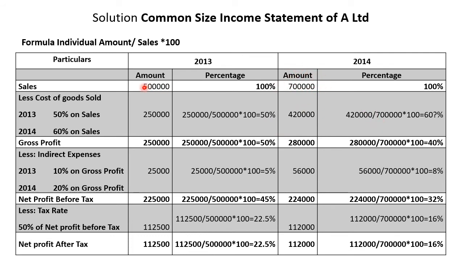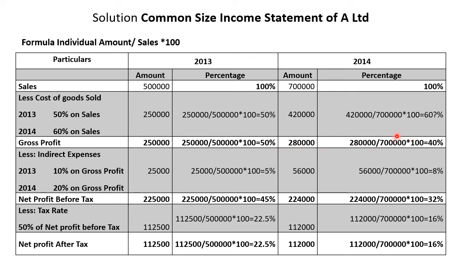I'll not be taking any information related to 2013 in this column. This column is confined only for 2013. This column is for 2014. I'll be using the information given in this column. Only this column's information will be considered. That is individual amount 4,20,000 divided by 7 lakh into 100. That is 60%.